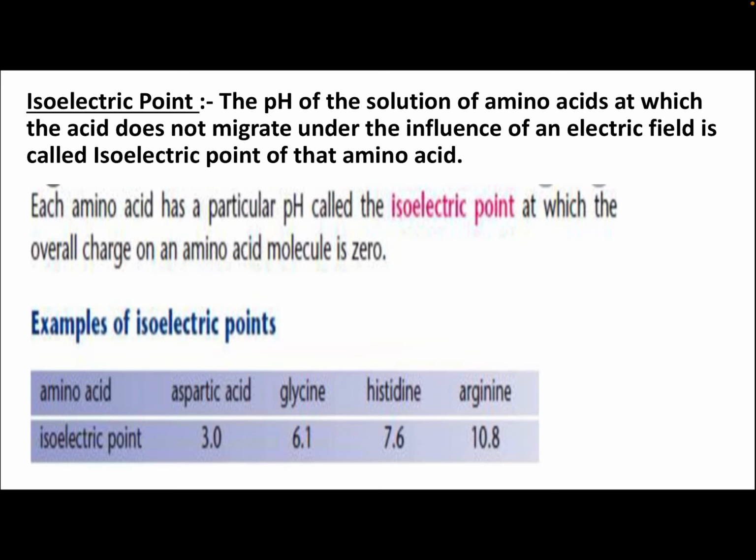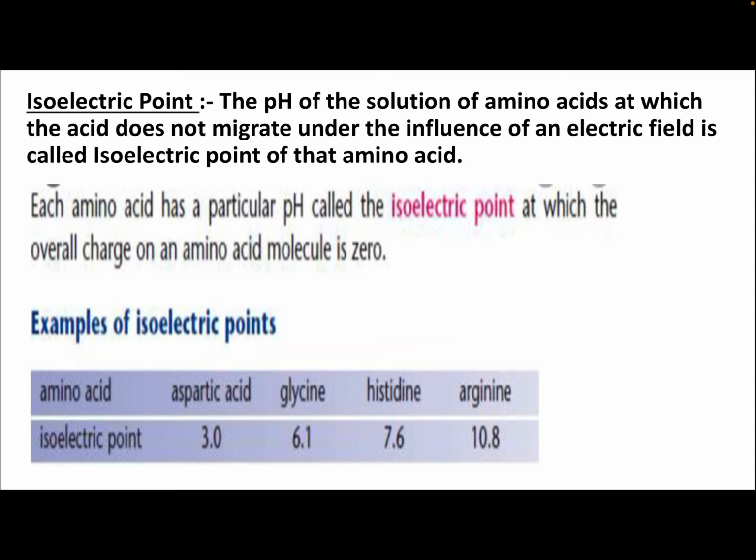Then what is the isoelectric point? The pH of the solution of an amino acid at which the acid does not migrate under the influence of an electric field is called the isoelectric point of that amino acid. Means at a particular pH the acid does not migrate. Even though an electric field is passed, the ions do not migrate from positive to negative. So that pH is known as the isoelectric point.